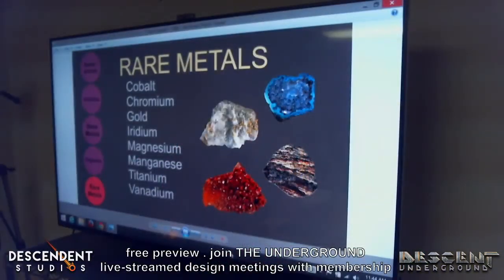And now we have rare metals. Right. There we go. Which again, you know, pretty obvious. All of these have industrial uses. Gold, you know, for electronics and stuff. And again, different ores.